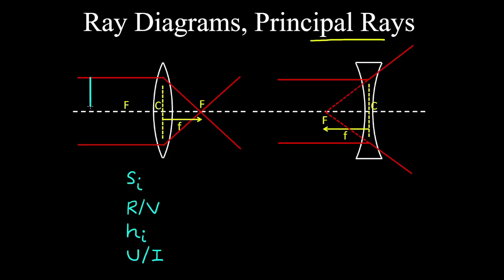So suppose we had an object somewhere here. One of the principal rays we use to locate the image is the one that's parallel to the principal axis. So as we can see, this is refracted through the focus. And the other principal ray is one that passes through the optical center of the lens. So this principal ray does not get refracted.